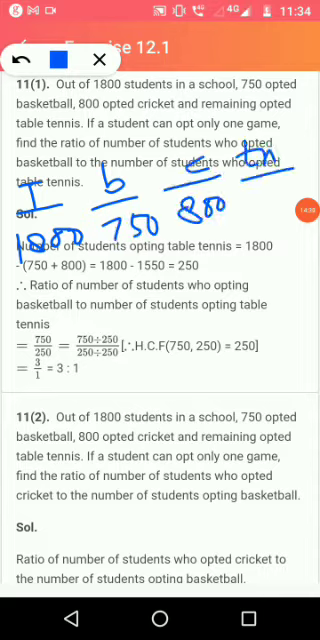So opted for tennis is how much? So here I have 1550. If I minus it, I will have 0, 5, 250. So 250 opted for tennis. So I have this chart with me.